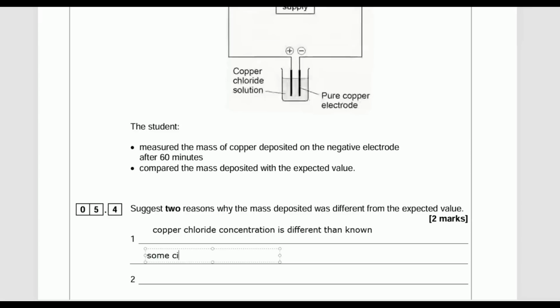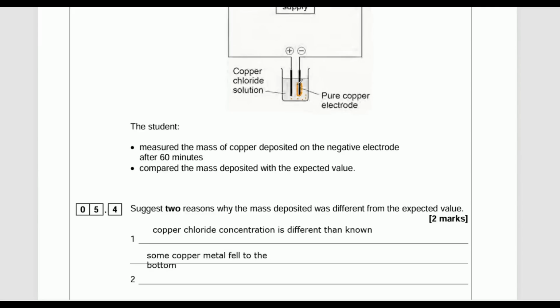Maybe some copper metal fell to the bottom. It sounds silly, but they're expecting all of their copper metal, as the copper ions come out of here and become copper atoms, to go on there. So it's getting heavier and heavier when they weigh it. But what if some of the copper, once it has become copper atoms, falls or flakes off?